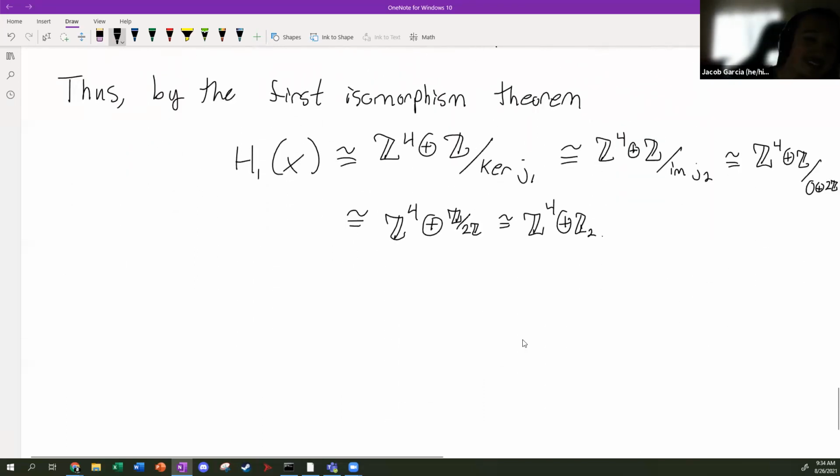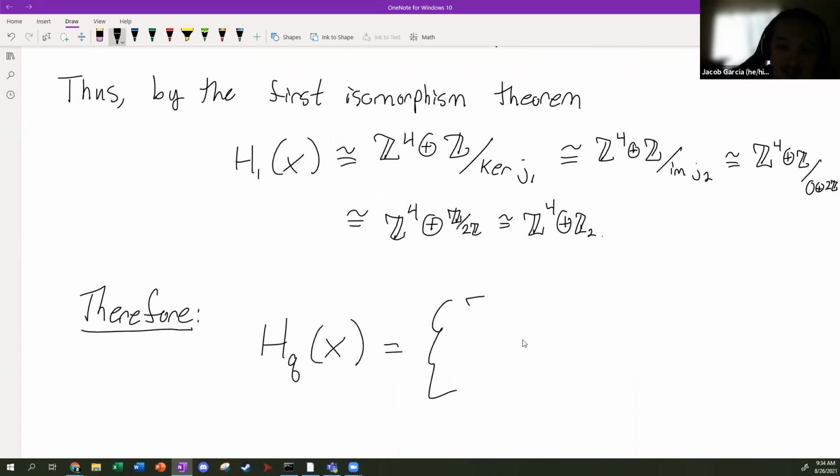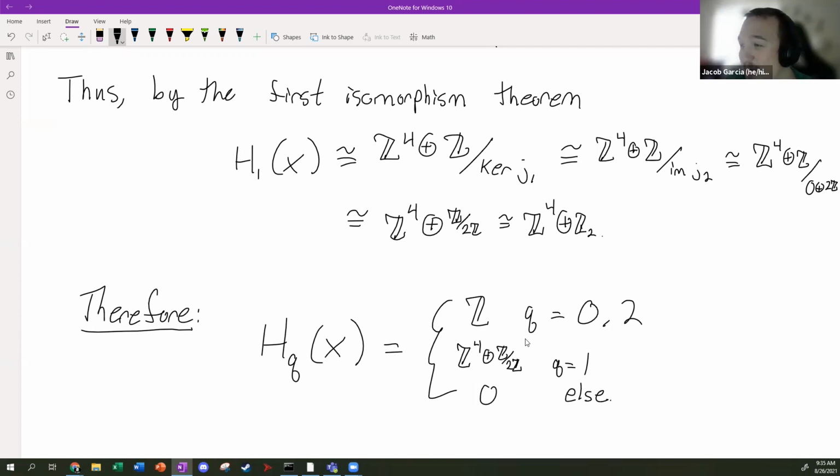So therefore, by the work that we have shown, HQ of X is Z if Q is equal to either 0 or 2. It's Z4 plus Z mod 2Z if Q is equal to 1, and it is 0 otherwise. And that's what the homology of this space is. I told you that it was going to take a while. I also told you that this is easier if you do it the other way.